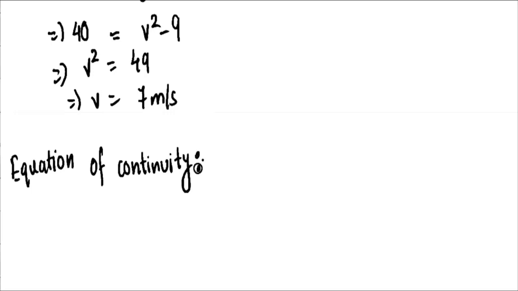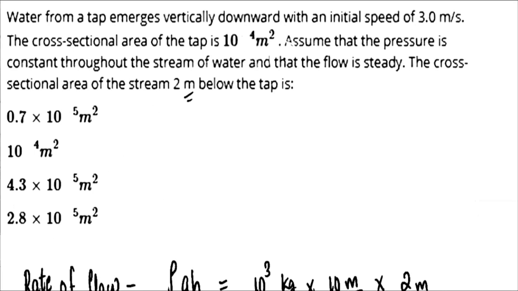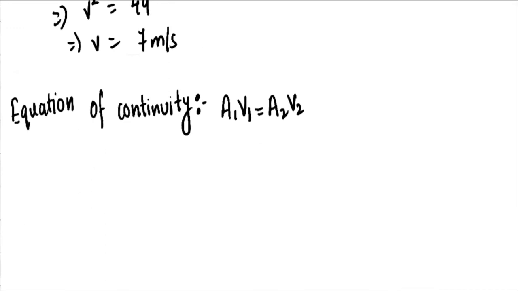Equation of continuity is nothing but a1 v1 is equal to a2 v2, where a is area and v is velocity. So what was a1? A1 was basically 10 to the power minus 4, so we are going to write it over here. And what was v1? V1 was basically 3. And what was a2? A2 is what we have to find. And what was v2? V2 is basically 7.